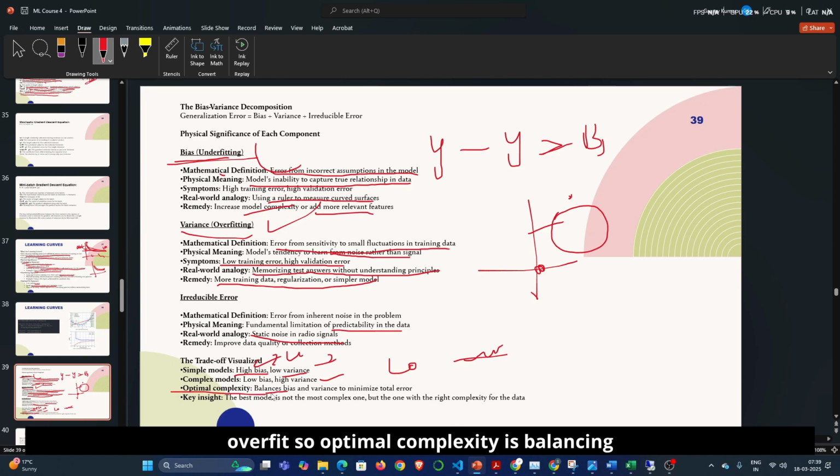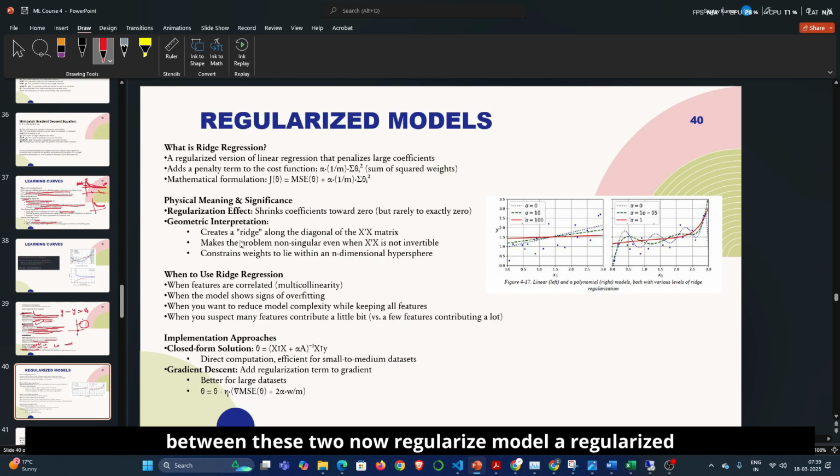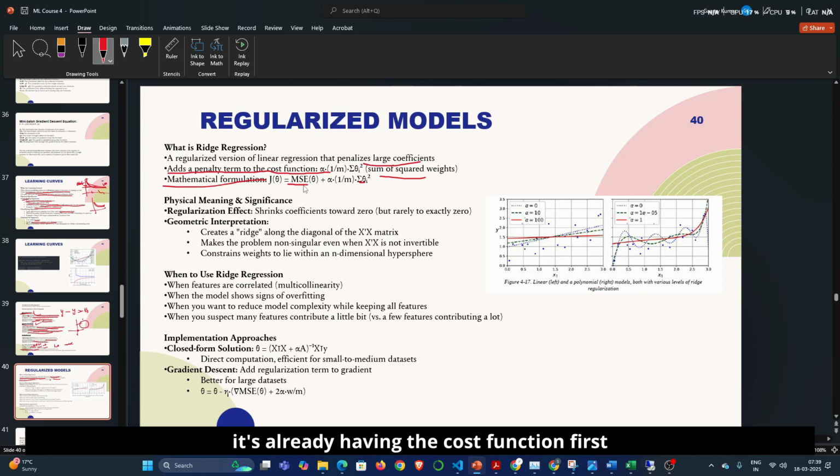So optimal complexity is balancing between these two. Now, the regularized model. A regularized version of linear regression that penalizes the large coefficients adds a penalty term to the cost function, the sum of squared weights. Mathematical formulation: MSE(theta) + alpha * (1/2) * sum of theta squared. So it's already having the cost function, but we are adding here one sum of squared error, where alpha is our hyperparameter here, and what happened here?